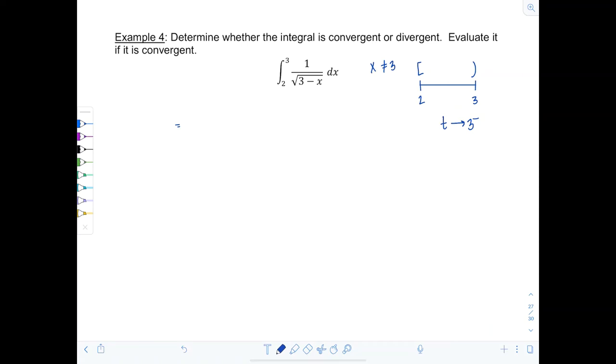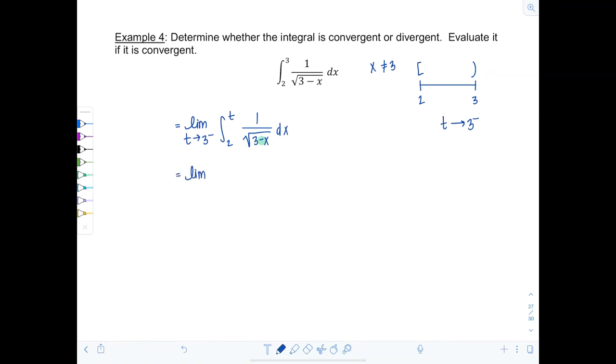Okay, so let's rewrite this now as the limit as t approaches 3 from the left. We have the integral from 2 to t, 1 over rad 3 minus x dx. And then this is pretty easy to anti-differentiate. Think of it as 1 over rad x. So you're going to increase the exponent by 1, divide by the new exponent. Because of this negative though, I'm going to pick up a minus sign when I anti-differentiate.